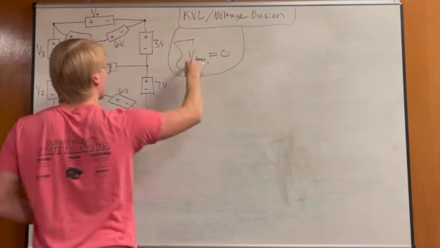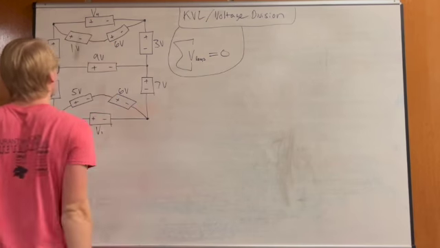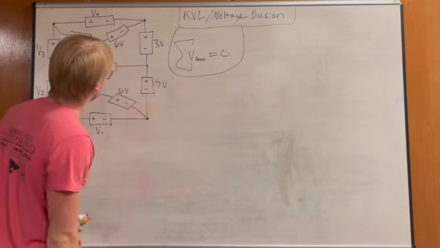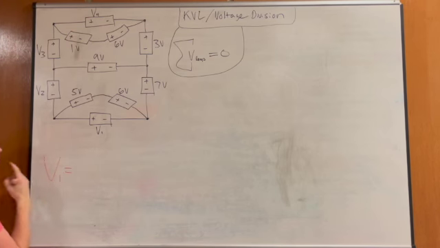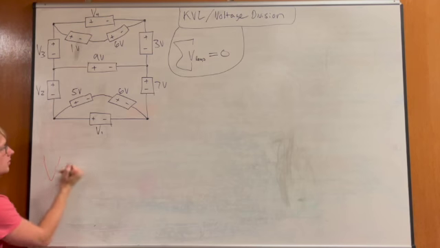The sum of the voltages in the loop is equal to 0 every time, which I think is actually pretty cool. So we'll do V1 first. And that one's simple. That one's pretty small.